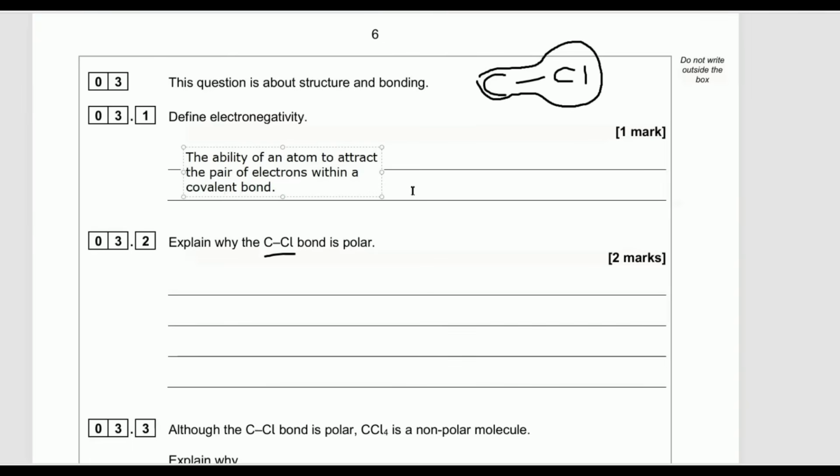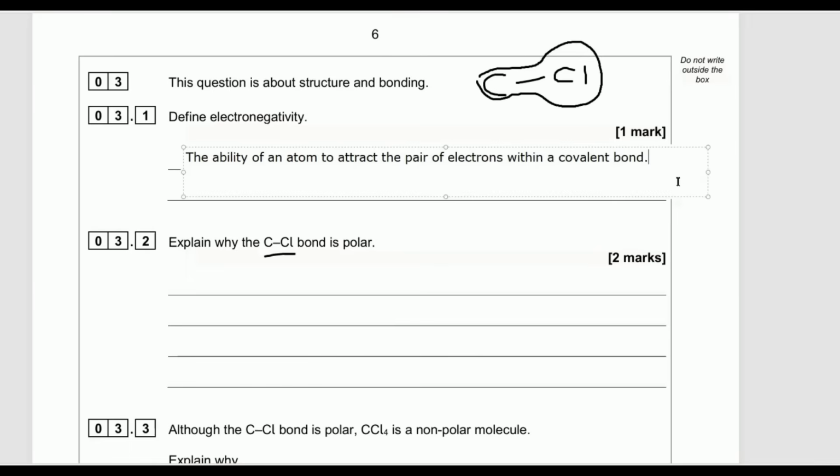Now, instead of saying a pair of electrons, you could say the electron density, or you could say the electron cloud around a covalent bond. So the ability of an atom to attract a pair of electrons, I think we could just say electron density. Some people use the term electron cloud. You'll have to check your mark scheme to see if electron cloud is allowed, but around a covalent bond.